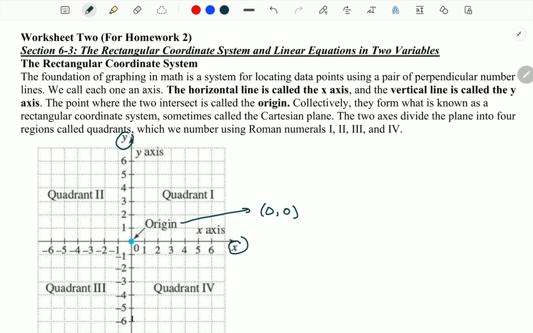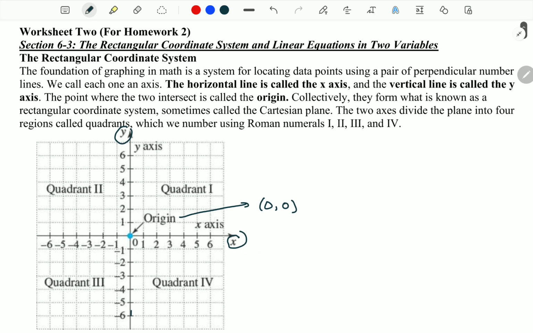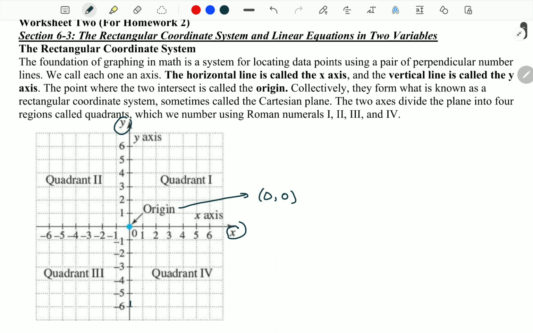Collectively, they form what is known as the rectangular coordinate system, sometimes called the Cartesian plane. The two axes divide the plane into 4 quadrants, which are numbered using Roman numerals. Quadrant 1, Quadrant 2, Quadrant 3, Quadrant 4. Let's make some analysis about our quadrants.